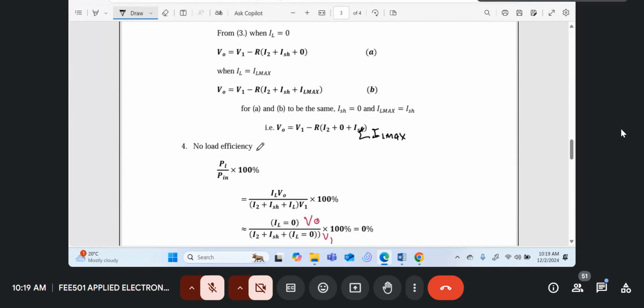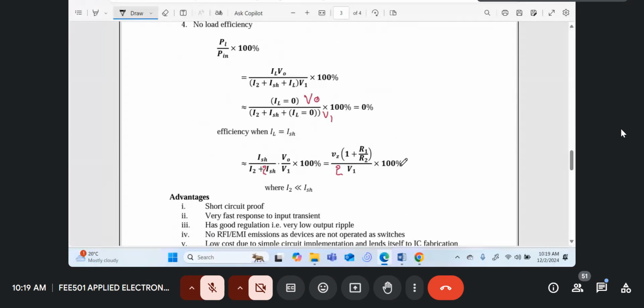So let's consider the efficiency of this circuit. Efficiency is normally defined as power to the load, this PL, divided by power coming into our regulator, which is P in, times 100. That's how we define efficiency. Now, power to the load is IL into V naught.